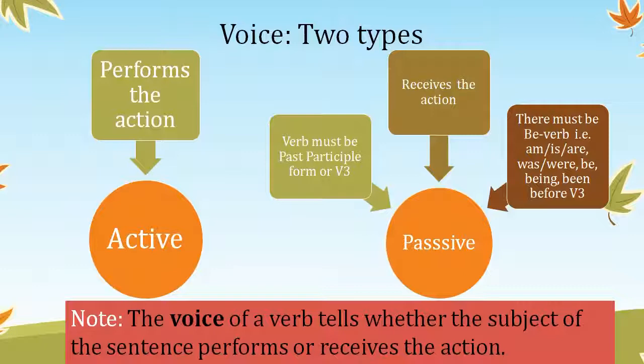And another important thing that I have told you: to become passive voice, the verb must be in B3 form, or the past participle form of the verb. And before the B3 form of the verb must be a be verb. What are they? Am, is, are, was, were, be, being, been. Don't forget about it.